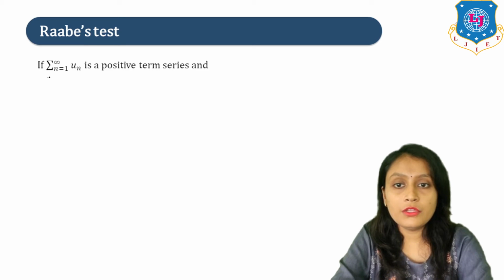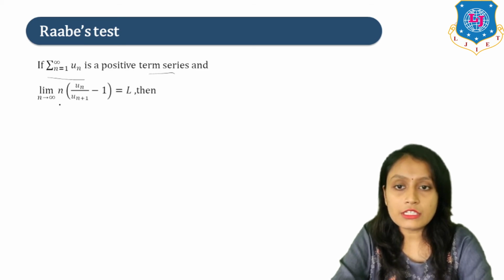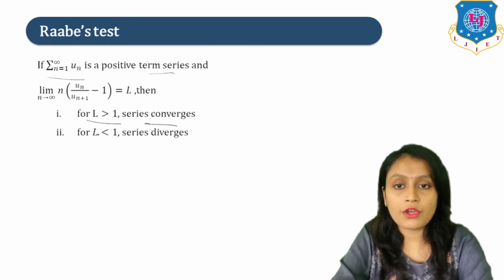If un is a positive term series and the limit as n tends to infinity of n into (un upon un plus 1 minus 1) is equal to L, then for L greater than 1 the series converges, for L less than 1 the series diverges, and for L equal to 1 the test fails. Whenever the ratio test fails, we apply Raabe's test.